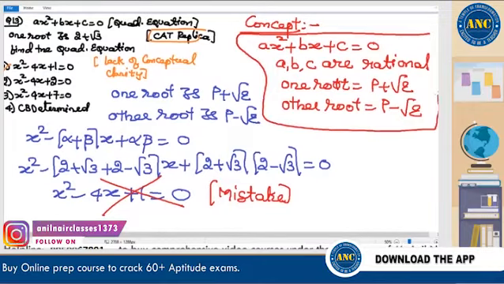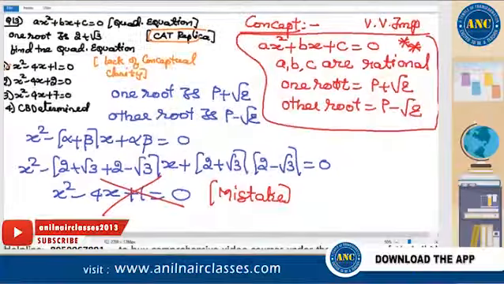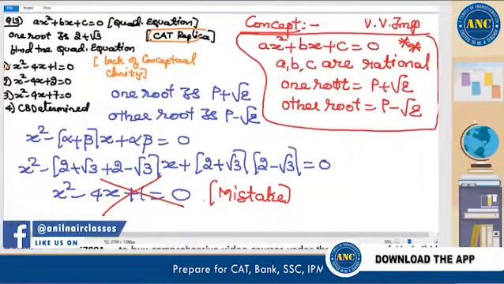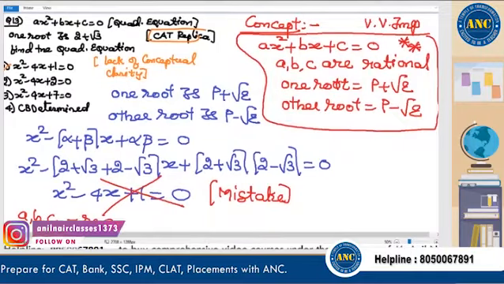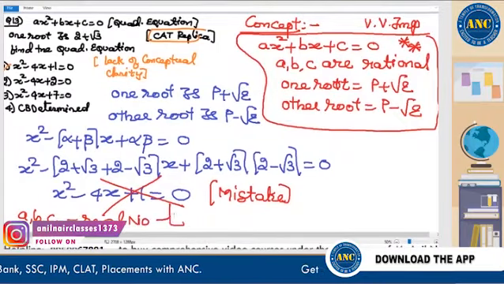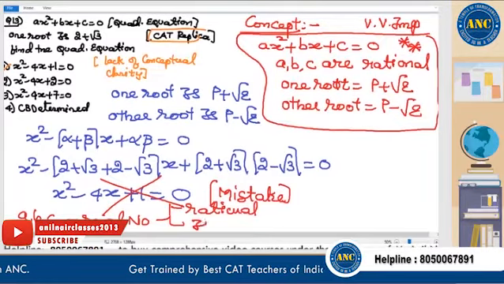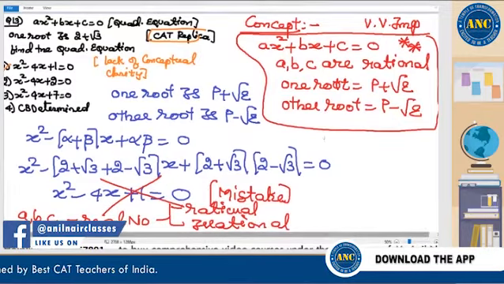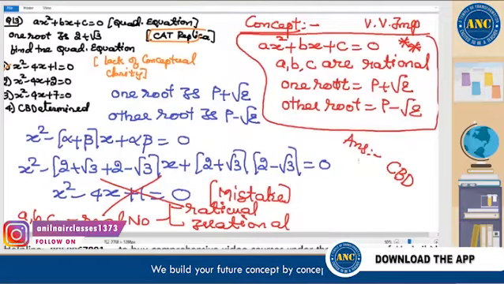Only if one root is p plus root q, another root will become p minus root q. This is only possible when a, b, c are rational. Nothing is specified about the question. If nothing is specified about the question, a, b, c will be real numbers. If a, b, c are real numbers, it can be a rational number or it can be an irrational number. So answer for this question is cannot be determined uniquely.